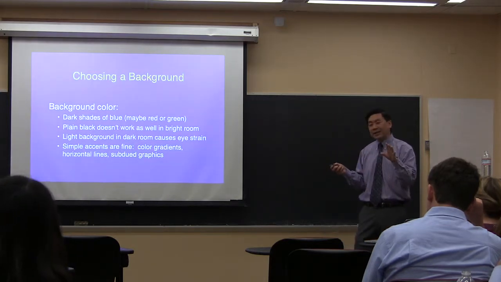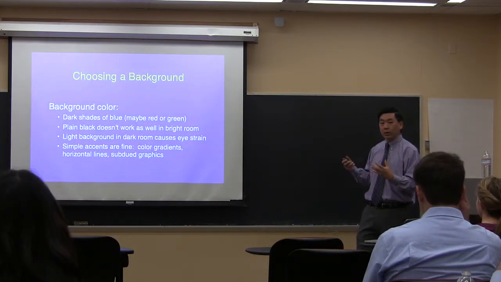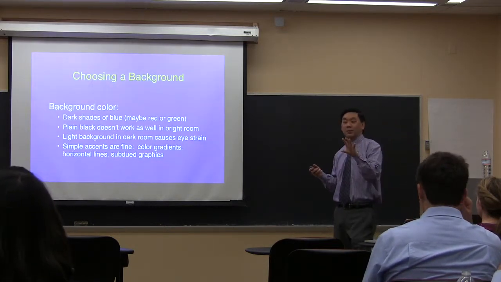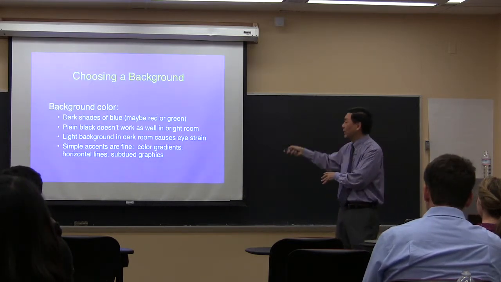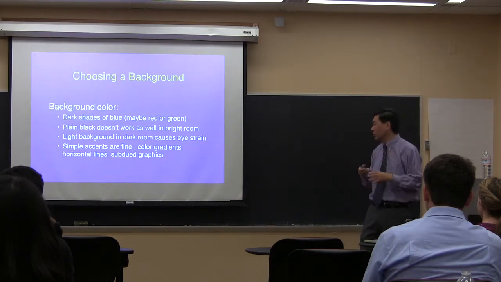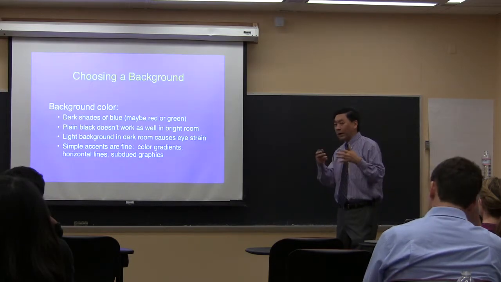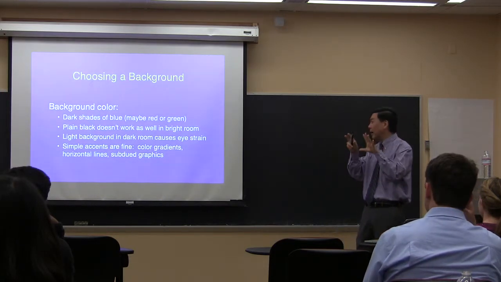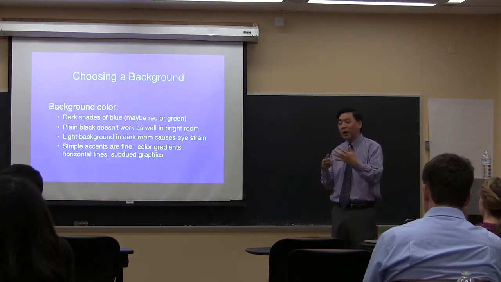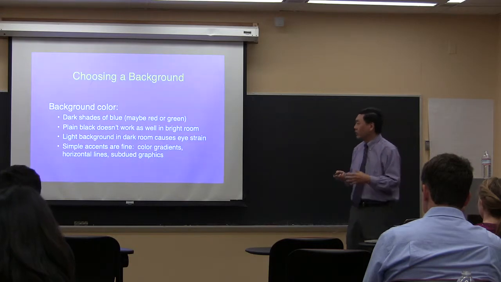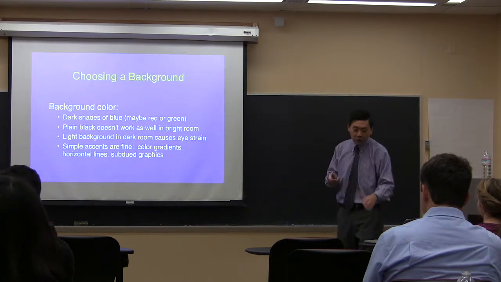Plain black, a lot of people do that. It sometimes works, sometimes doesn't. In a really well-lit room, in a bright room, you don't really see black. Black on the screen is not black on a projection screen. So sometimes in a very bright room, the black background doesn't work quite so well. Similarly, a really light background, a white background or a really shiny background, if you're in a really dark room instead, can cause some eye strain. So with that in mind, that's why I tend to use the dark blue. If you want to use simple accents like color gradients, horizontal lines, subdued graphics, that's fine. You don't want to get too crazy.